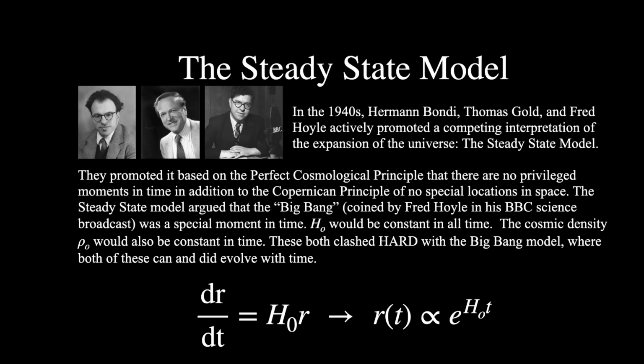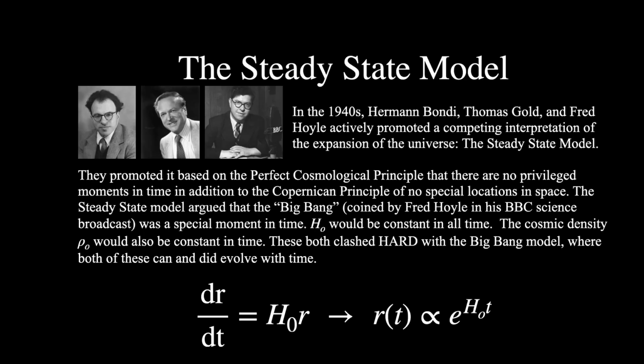But in a steady state, since there's no special time, then what you measure for the Hubble constant would be constant for all time. And the cosmic density, therefore, because in the steady state nothing changes in time, the cosmic density, rho, would be constant in time, rho sub 0. So whatever the density that you measure today would have been the density a billion years ago, 15 billion years ago, 200 billion years ago, and 200 billion years in the future.